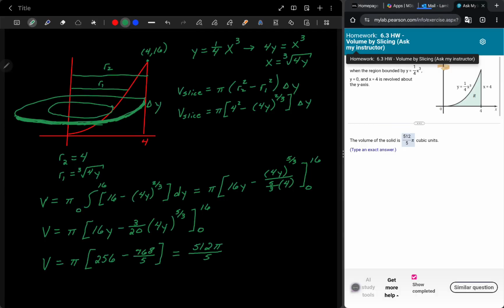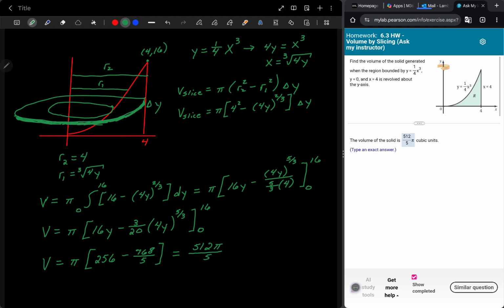Let's take a look at this slicing problem in section 6.3. This is the harder type of slicing problem because it's being rotated about a vertical axis of revolution. This problem would really be done better with the shells technique, but we can do it with slicing because that's what this section wanted us to do.